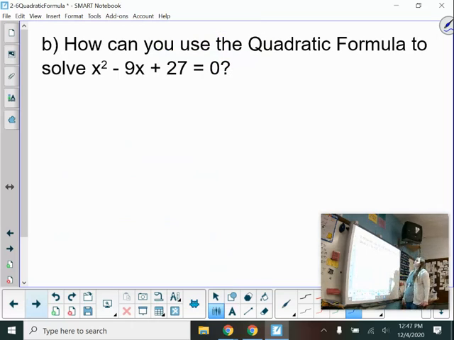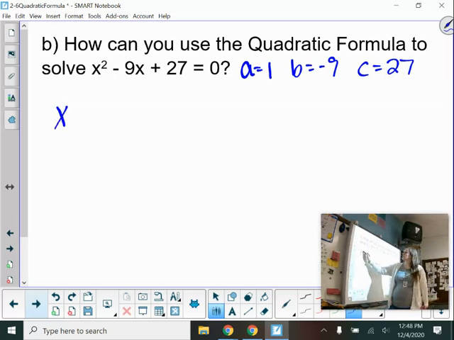Okay, here's our next one. How can we use the quadratic formula to solve this equation? So again, we're going to start with identifying our A, B, and C.